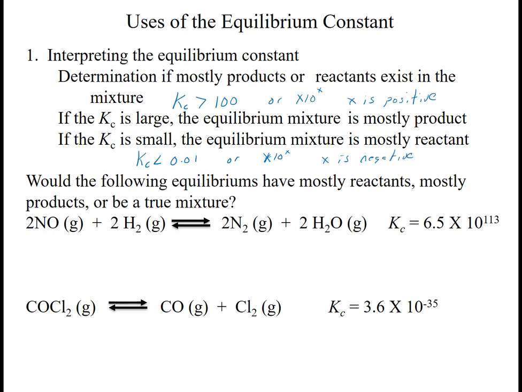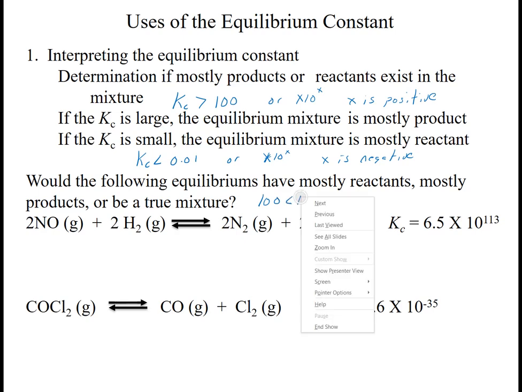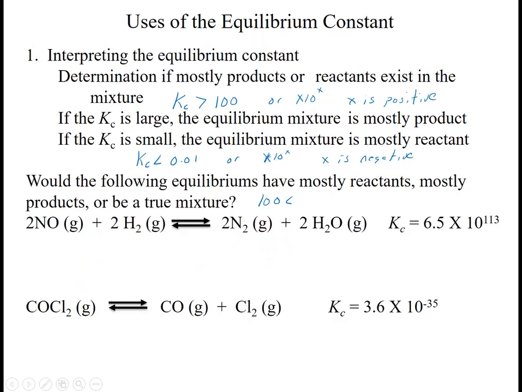So you might want to ask, what happens in this range between 0.01 and 100? When Kc is less than 100, sorry, I have that backwards. When Kc is less than 100 or greater than 0.01, so in this range between 100 and 0.01, that means it's a mixture of reactants and products.